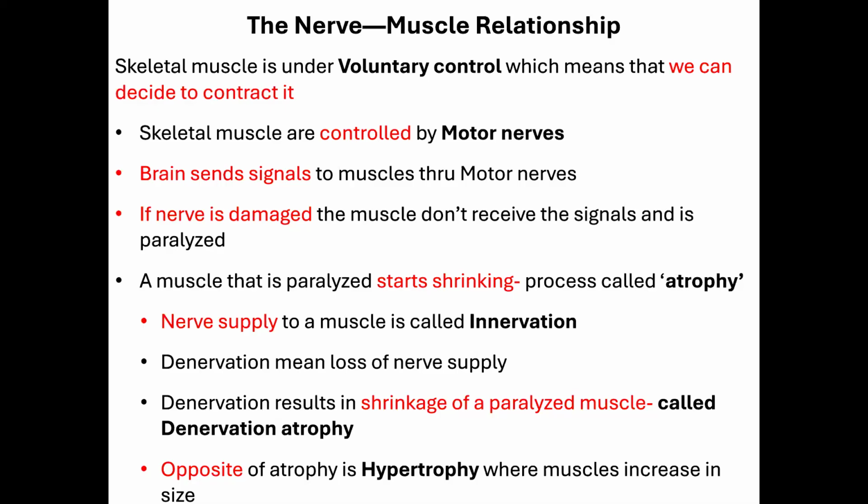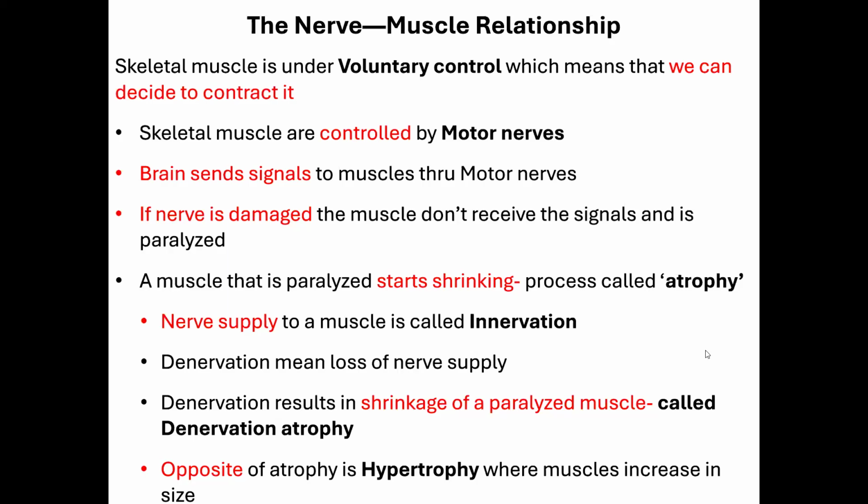All right. So we talked about innervation, and then we are talking about denervation, which means the nerve supply is cut off. And when denervation happens, what is happening to the muscle? It shrinks, or the technical word is atrophy. Shrinking is atrophy. So you can write shrinking equals atrophy, okay? So a denervated muscle means the nerve supply is lost.